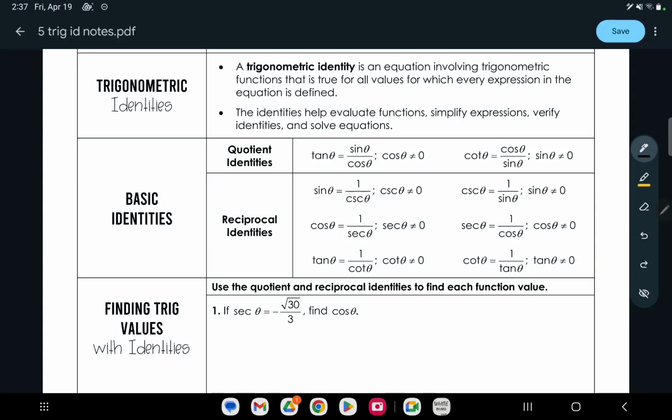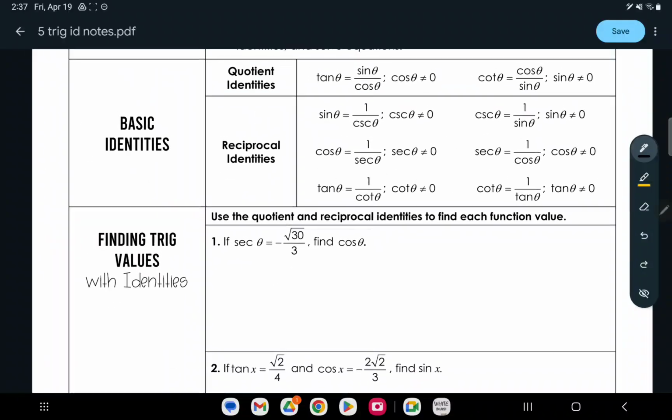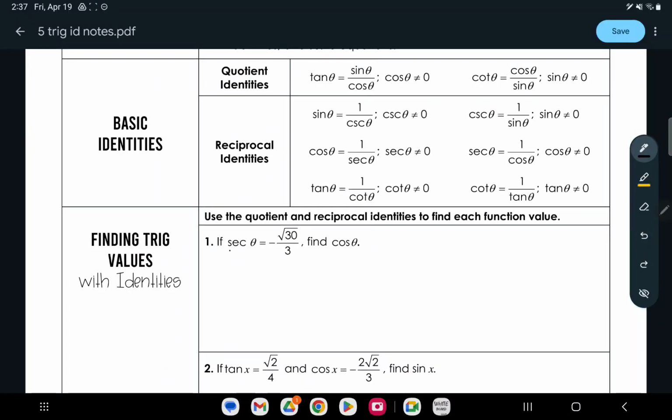Right, now we're going to look at identities. You don't have to memorize them because they're going to be listed here, but look at them so you know what to use. So, secant. Secant is 1 over cosine. We want to find a cosine.